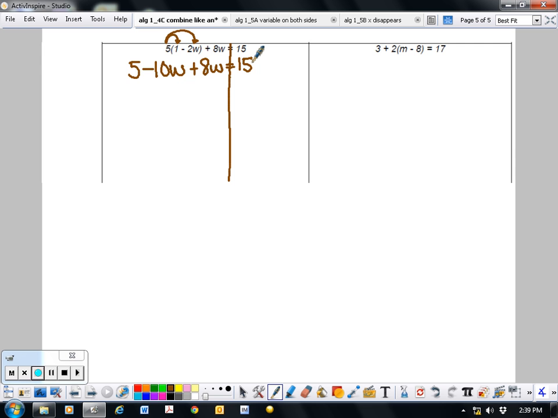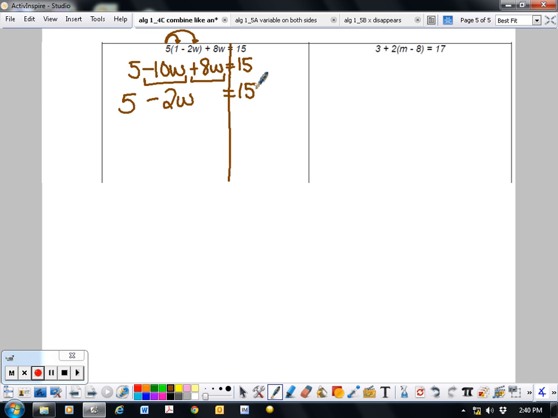So now that I've got rid of the parentheses, I'm combining my like terms. Now a lot of these problems are combining our variable terms, but that's not always the case. This one is though. So I have a negative 10w and a positive 8w. So a negative 10 plus 8 would give me negative 2. So this 5's chilling here. These combine to give us a negative 2w. And that's equal to 15.